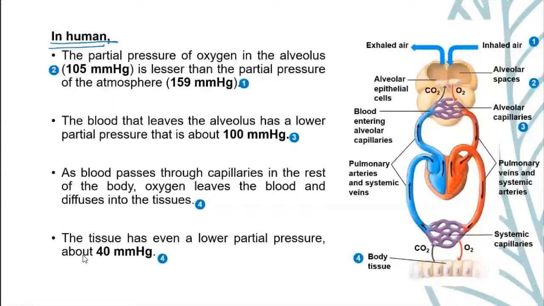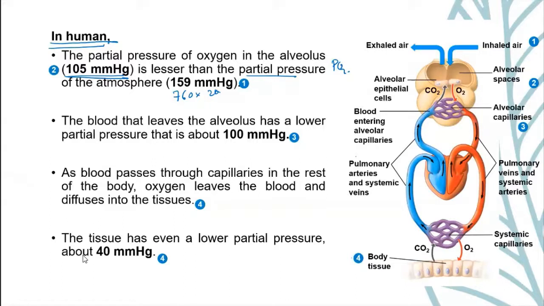Okay. So in human, the partial pressure of oxygen in the alveolus is 105 millimeter mercury, which is lesser than the partial pressure of oxygen in the atmosphere. Boleh tulis kat sini lah to make it more clearer. Okay, partial pressure of oxygen in the atmosphere is 159 millimeter mercury. Dapat dengan cara apa? 760 kali dengan 21 tadi itulah, dan 20 point something tadi tu. Okay. So you get 159 millimeter mercury for partial pressure of oxygen in the atmosphere.